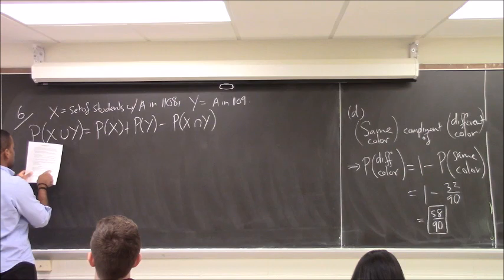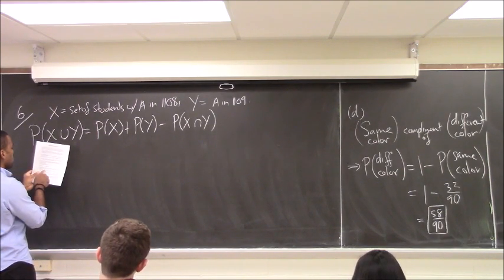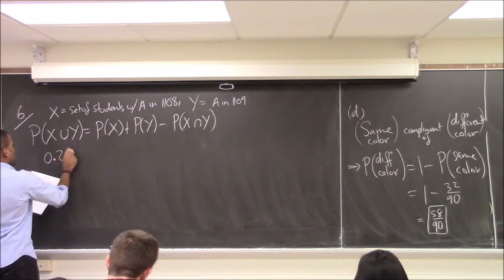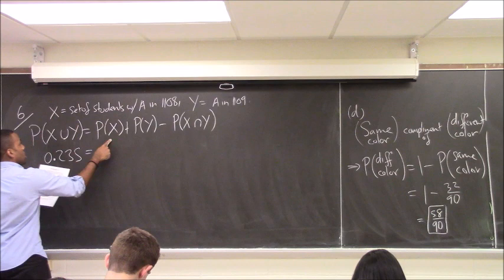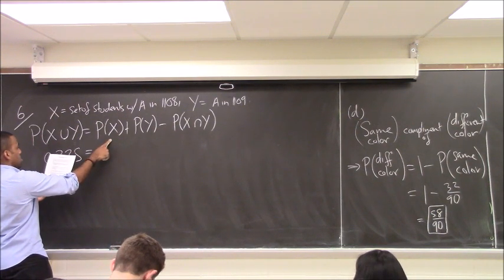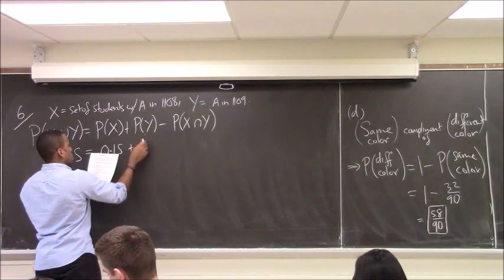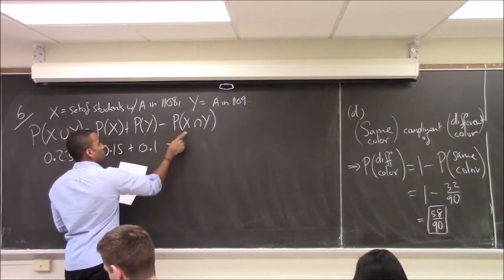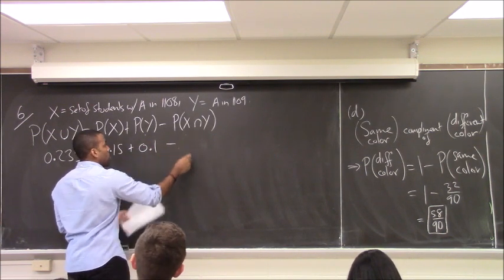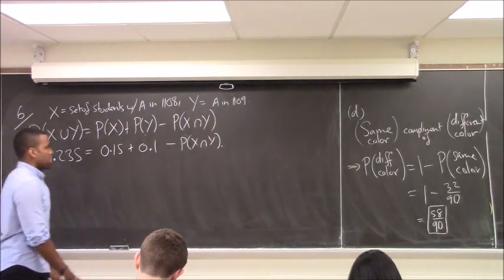It's the 23.5% of students get an A in one course or the other, so that's the or it's telling us about. So that's 0.235. What's the chances a student gets an A in 1108? 0.15. A in 1109, 0.1. This is the fraction of students who get an A in both courses. That's what we want. So I don't know what that is, and I can just solve for it.